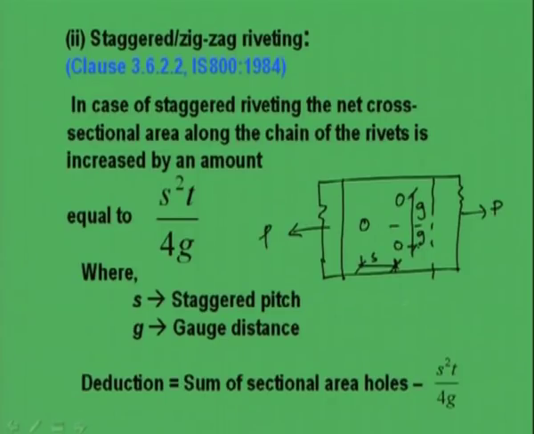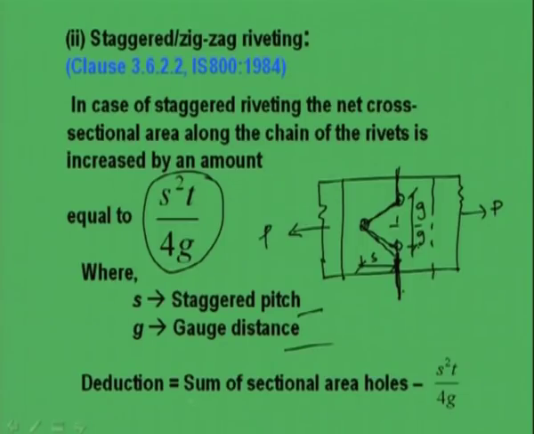As we know, the weakest section will be through this, because maximum reduction will be this. But because of this staggering, one failure can happen like this. So we have to calculate for this also. So when it goes through this, what will happen? We will see that in case of staggered riveting, the net cross sectional area will be increased by this: S square t by 4G, where S is the staggered pitch and G is the gauge distance.